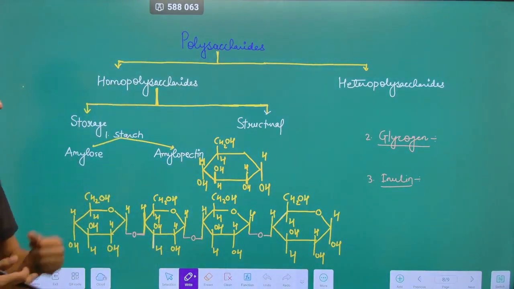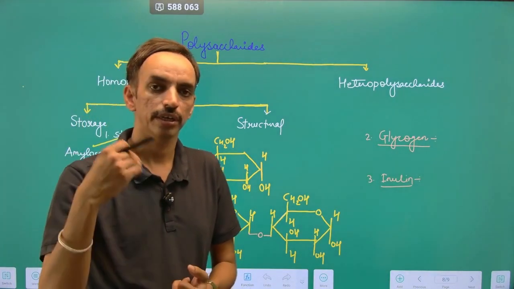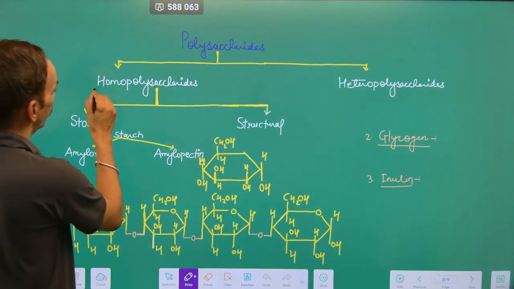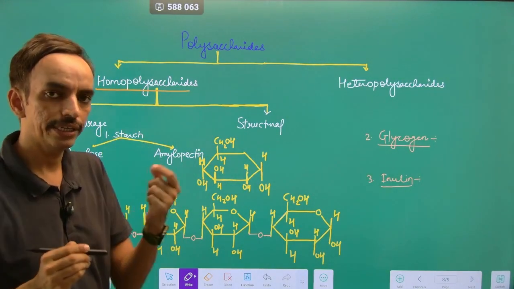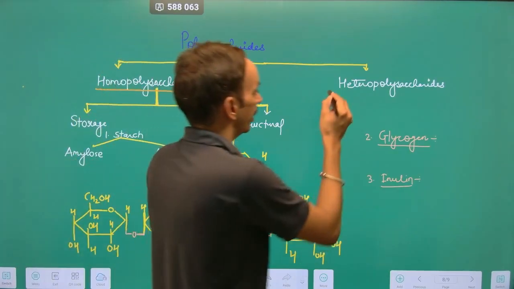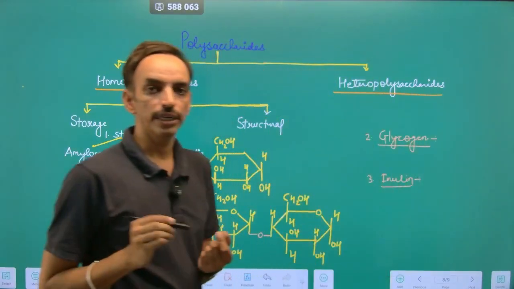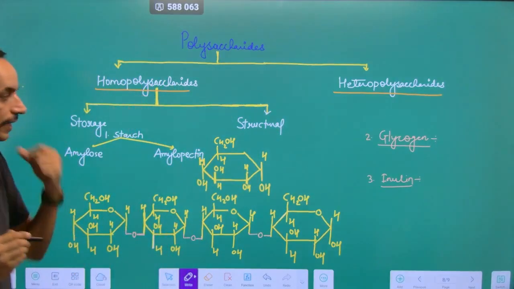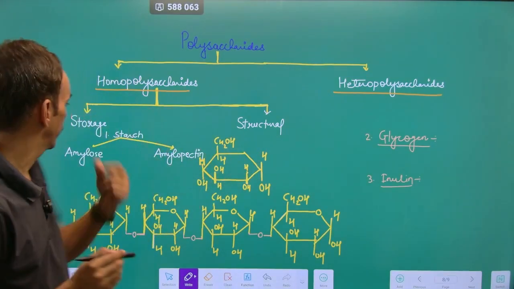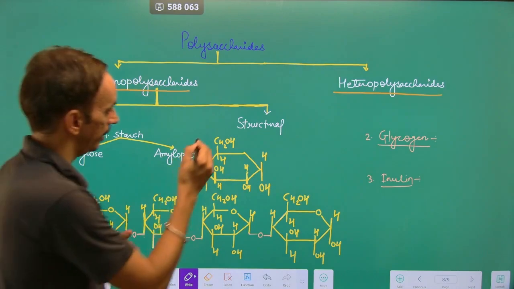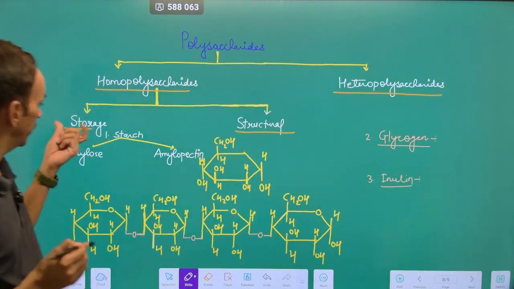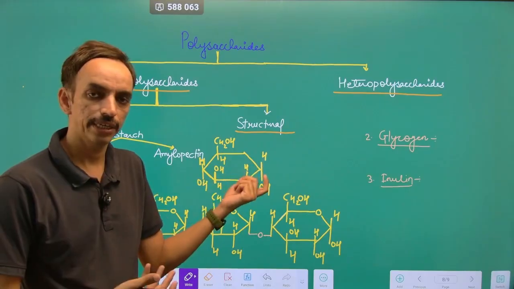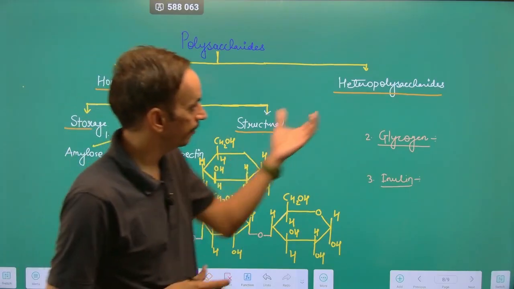Next are the polysaccharides. Polysaccharides are those carbohydrates which give more than 20 residues upon hydrolysis. They are mainly of two types: homopolysaccharides, which give a single type of residue upon hydrolysis, and if the polysaccharide gives more than one type of residue upon hydrolysis, it is known as heteropolysaccharide. Homopolysaccharides can be further divided into two types, storage homopolysaccharides and structural homopolysaccharides. Basically, storage homopolysaccharides provide energy, while structural ones, as the name suggests, are used in making structures.